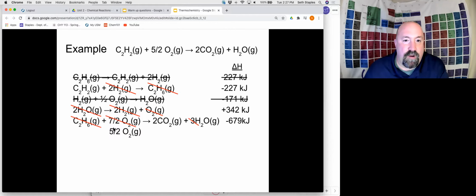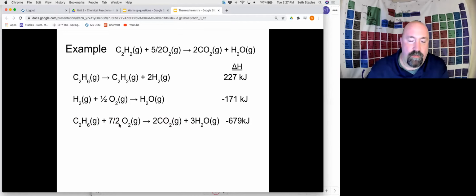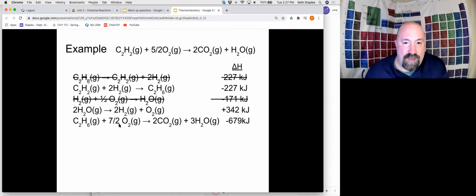And if we look at all of our O2s, then those simplified down to 5/2 O2. And so that's another thing that we were looking for. Sorry, I didn't explain that very well. Let me back up on the O2s. I had 7/2 O2 as a reactant. I also have one full O2.